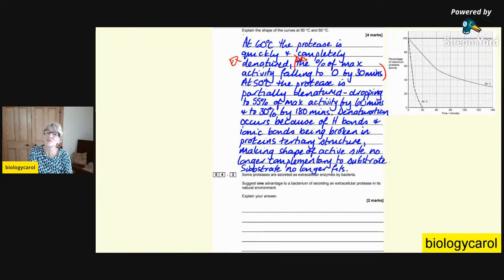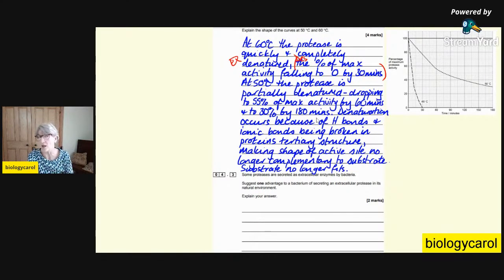But notice we're not asked to describe and explain the shape of the graph. We're just asked to explain it. At 50 degrees, the protease is partially denatured, dropping to 55 degrees. Now, I said it was partially denatured because there is still some activity left. And that is what I go on to explain, that it drops to 30% by 180 minutes. There is still some activity. So not every single enzyme molecule has been denatured. And then I go on to explain what denaturation is.